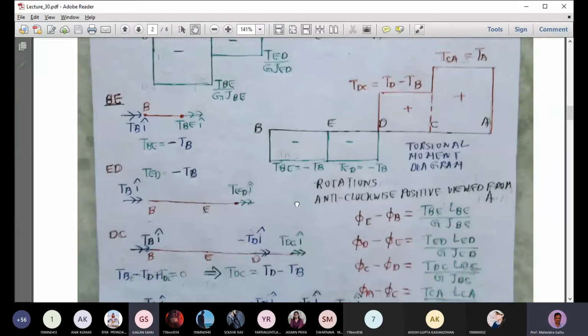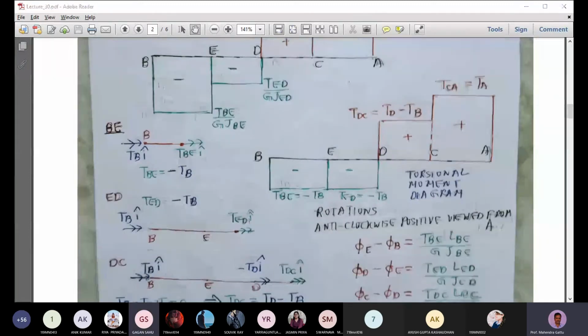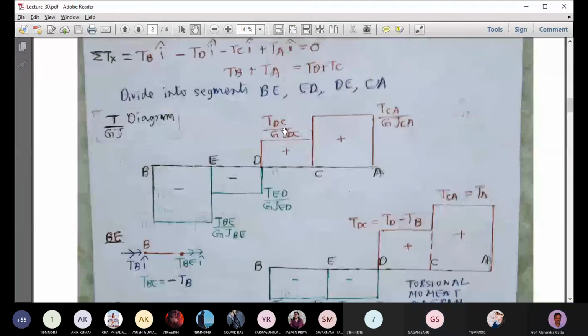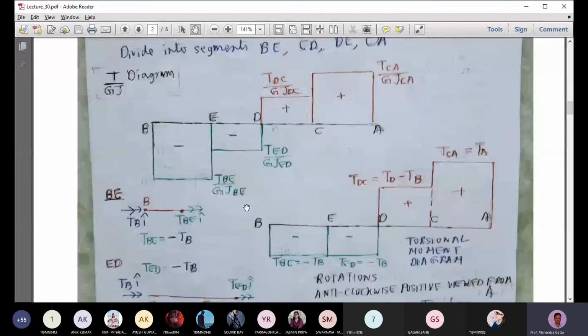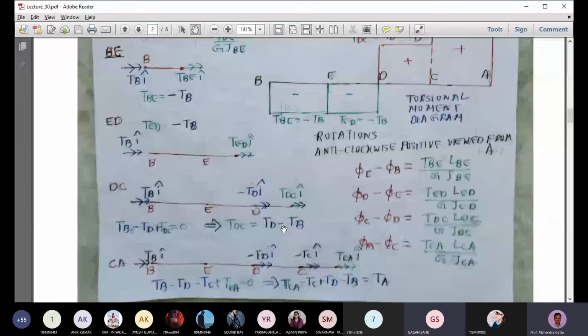Okay, sir, I have a doubt in the equation of TDC. TDC should be... how is this TDC? TDC is TD minus TB.